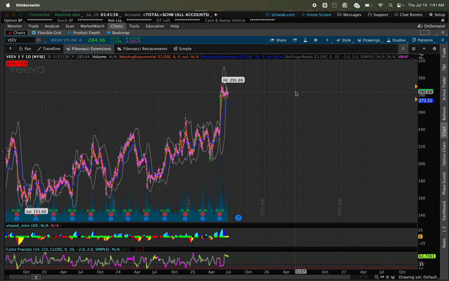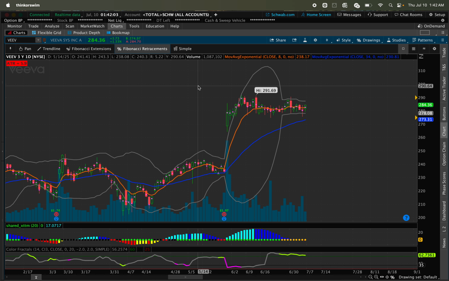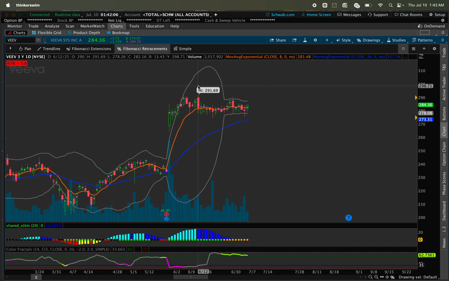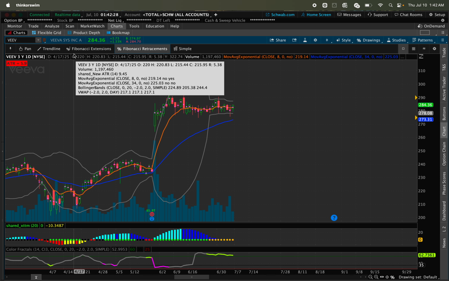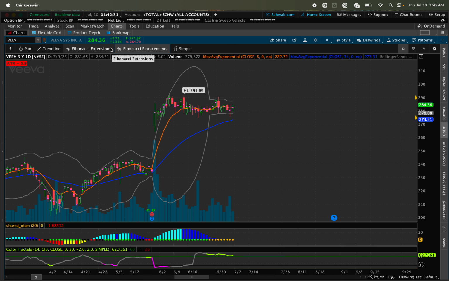Today I want to go over a setup that I found in this stock, VEEV. VEEV. Viva. Viva le stock market. All right, guys. So what I found here was a nice bull flag setup. And so I wanted to see where I could basically get in and how I could decide on what my support, resistance, take profit, stop loss, all that good stuff is.